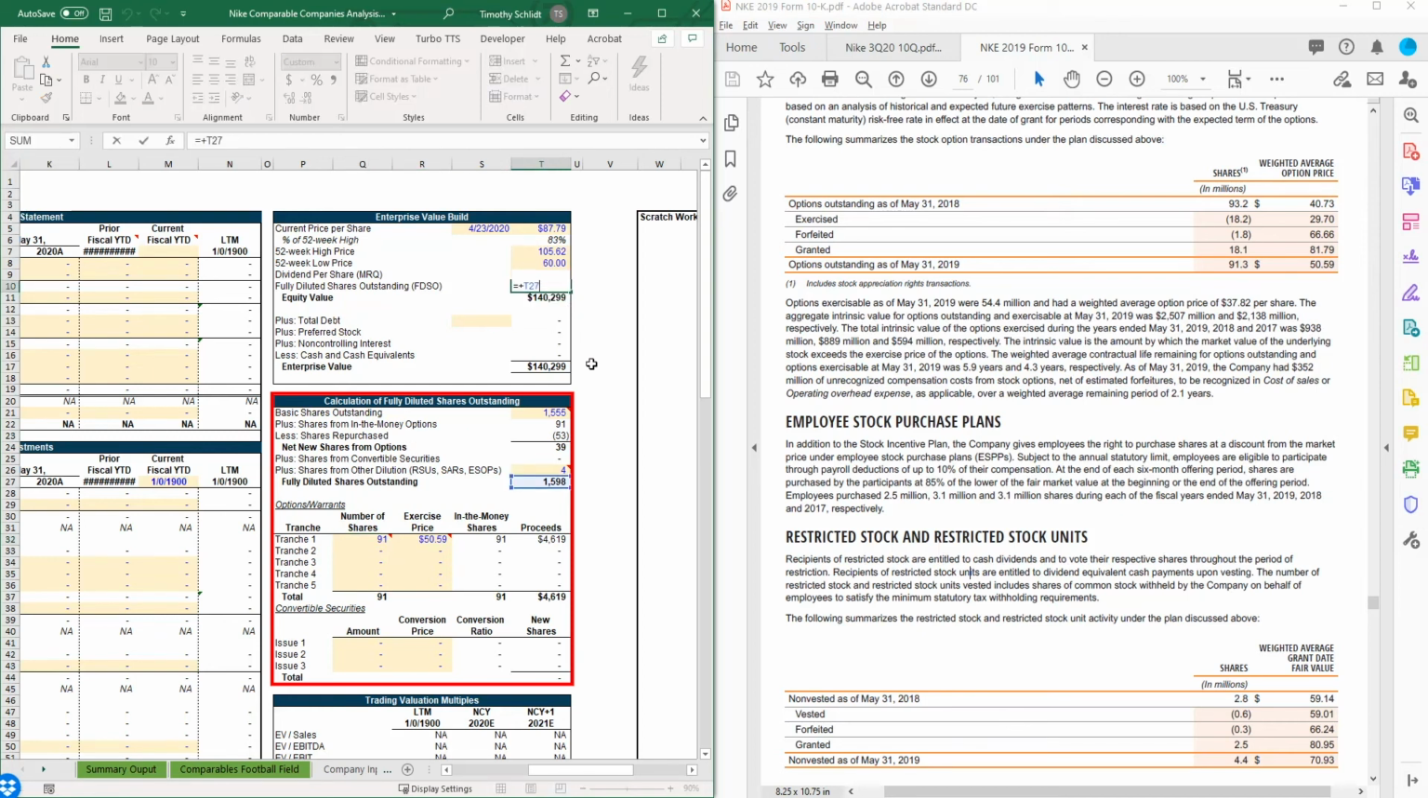Now that we have these data points, we can derive an equity value for Nike. We get a fully diluted share count of about 1.6 billion shares times a share price of 87.79, which means Nike's equity value is $140 billion. So we now have that. We're going to turn to balance sheet data and building to enterprise value in the next lesson.